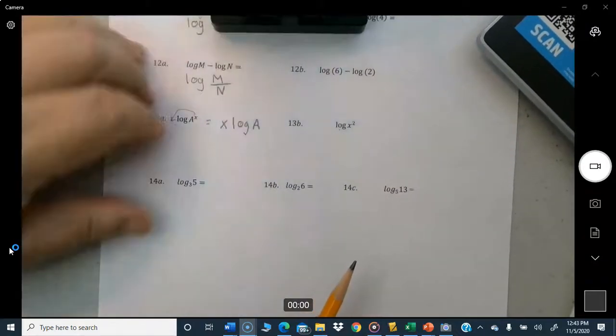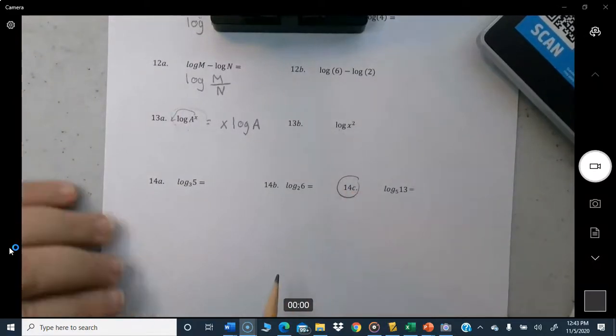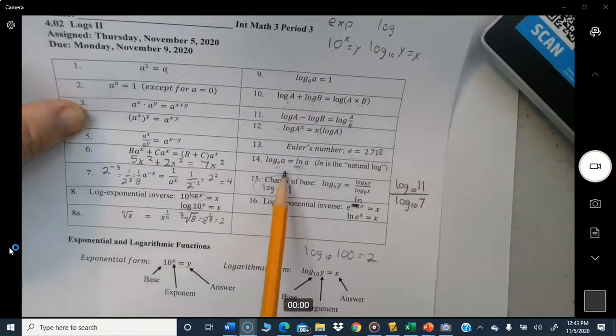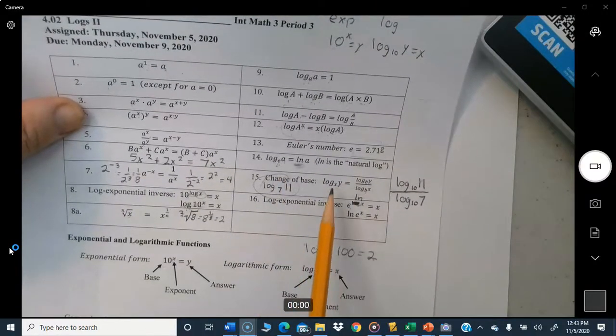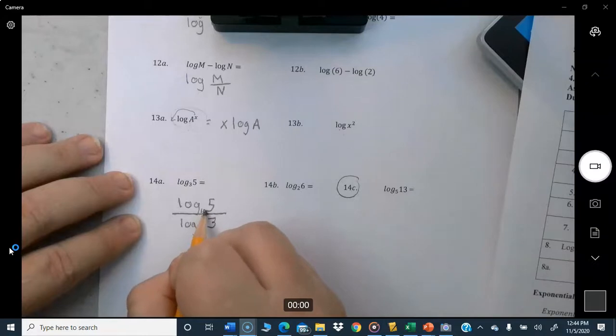Finally, this one's change of base. We'll do a couple of these together, and I'll leave this one for you to do. Change of base says that log base x of y is log of y over log of x, to whatever base you want it to be. So this is going to be log of 5 over log of 3. And the base you're going to put here is whatever you want. We're going to go ahead and make it 10.